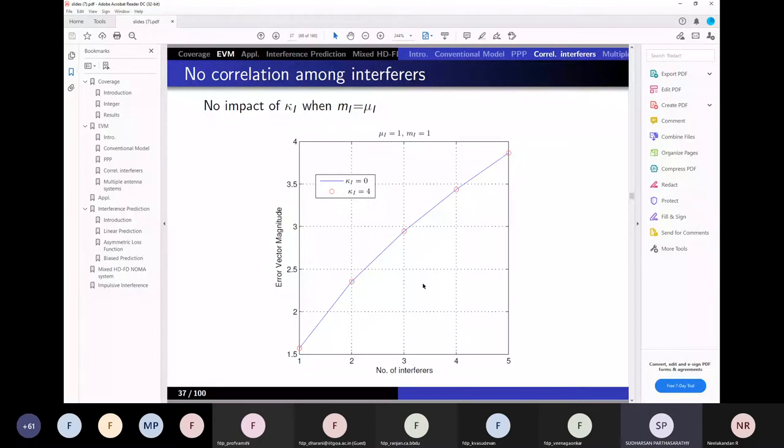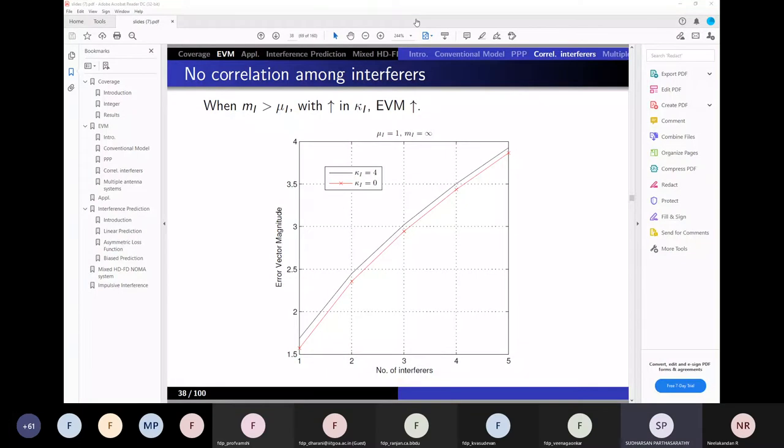And similarly, when there's no correlation, when mi is greater than mu I, if you increase kappa I, then your EVM will increase. Okay, so let's assume that mi is equal to infinity, which means there's no shadowing at all. Mu I equal to 1, kappa I equal to 4. So this is your Rician fading model, where the line of sight in the interference is strong. So your kappa I equals 4 and mu I equals 1.